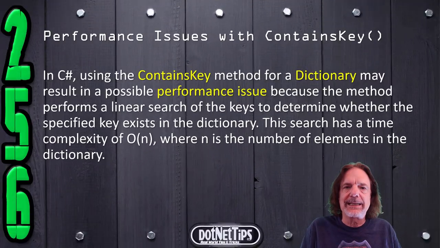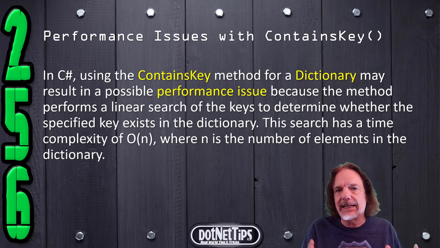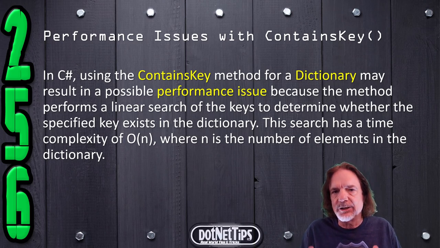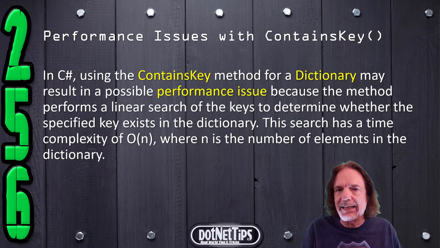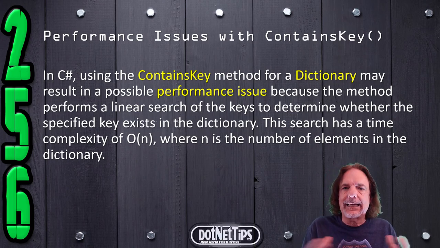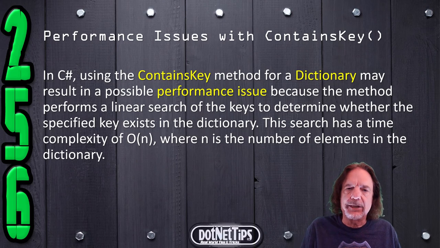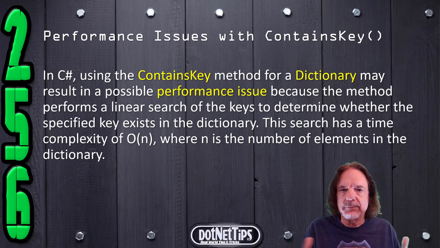So where the issue really comes in is when you're using a dictionary and you use ContainsKey to see if that dictionary has a key in it that you're looking for, and then look up the item again, that is a performance issue. That's what we call a double lookup. And I'm going to show you in the next slide exactly what I mean.